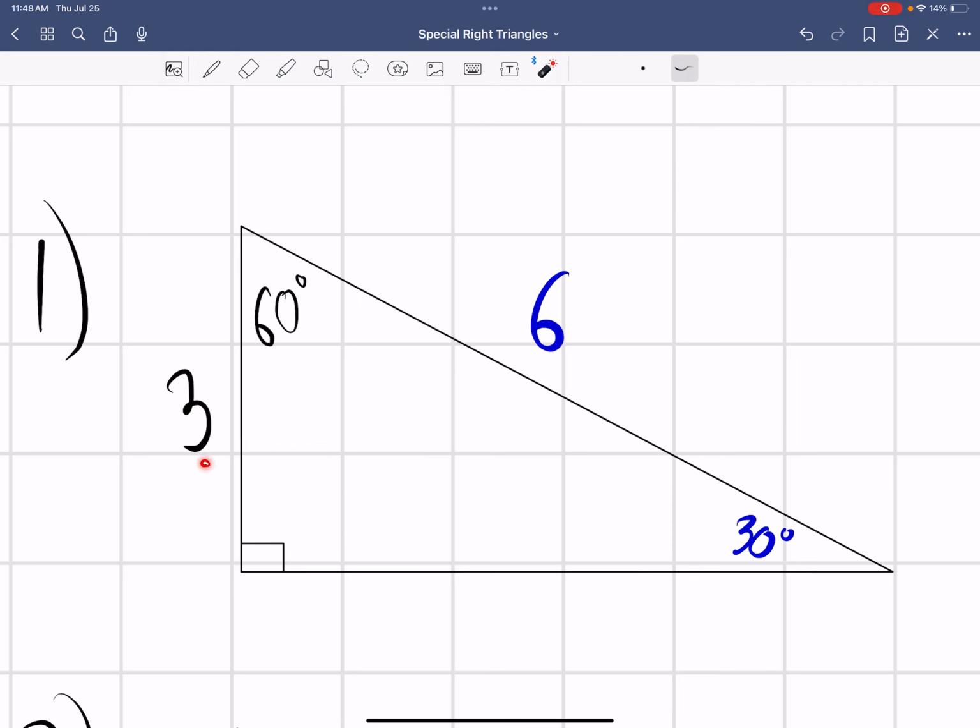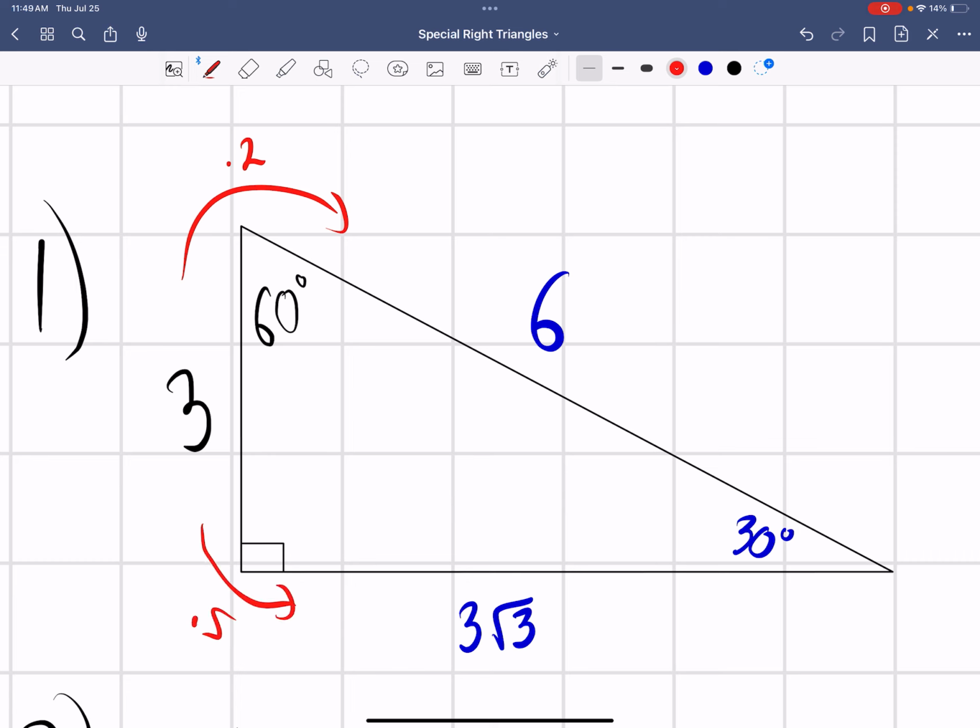To go from the short leg to the long leg, we multiply by root 3. So the long leg will simply be 3 root 3. Done. Again, to summarize, to go from here to here, times 2. To go from the short leg to the long leg, times root 3. All right, moving on to the next example.